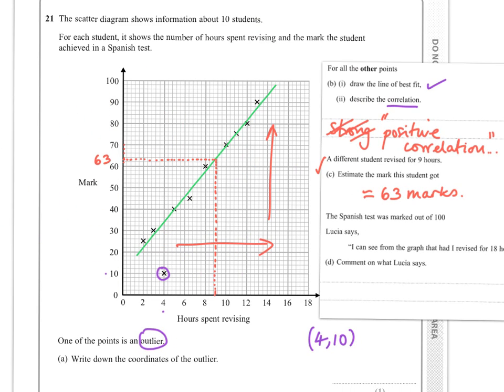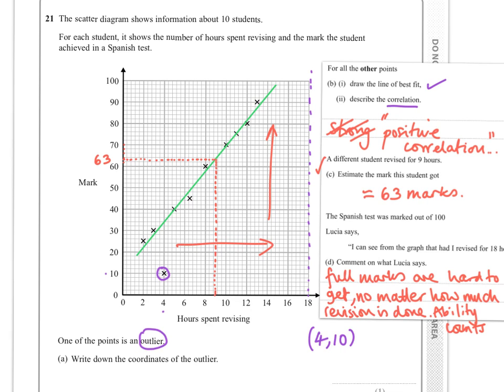Okay, so she said if I had revised for 18 hours, I'd have got full marks. Now, is that true? Well, she may be misled here because she might be thinking, yeah, if I've got 18, I'm off the scale. However, you could say different arguments, and I'm trying to think of the most efficient argument you could put forward, and I would say this, and that is full marks are hard to get no matter how much revision is done. Ability counts.